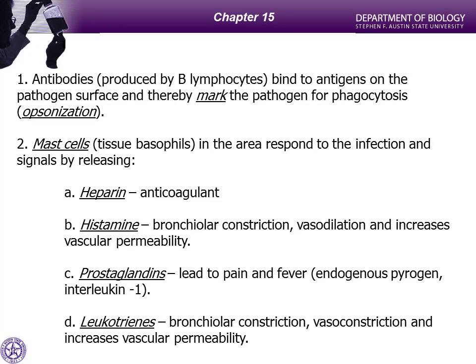So mast cells, we've already talked about an inflammatory response. Mast cells, heparin anticoagulant, histamine, vasodilation. But we also see in those granules of the basophil/mast cell, we also have prostaglandins. Prostaglandins lead to pain and fever. We don't like either one of those. But pain is extremely important. Pain tells you, stop doing what you're doing because it hurts, or you need to fix whatever's going on because there's something bad happening.